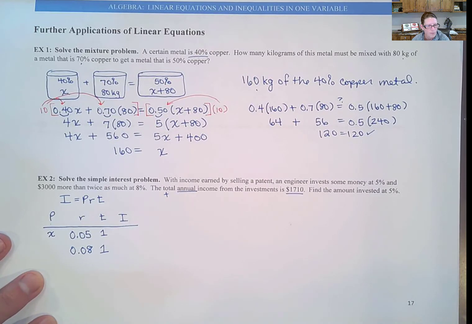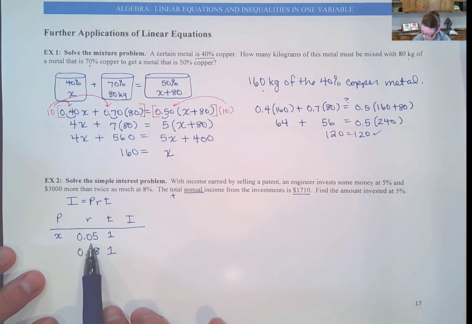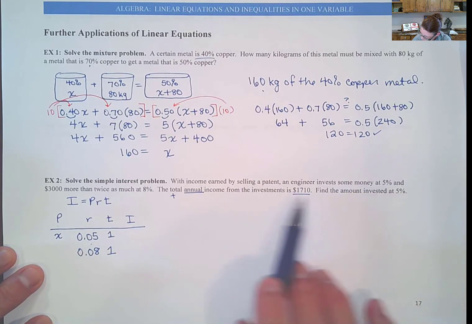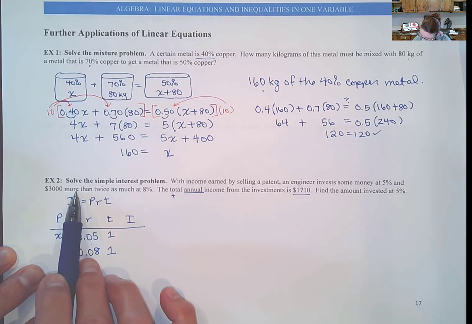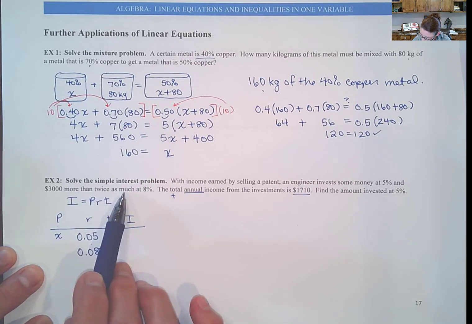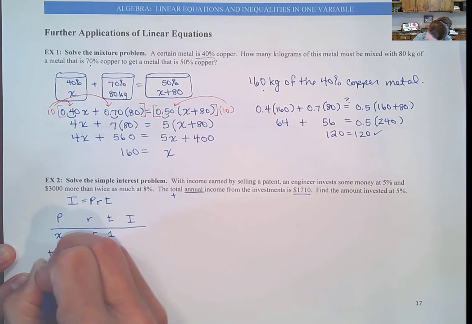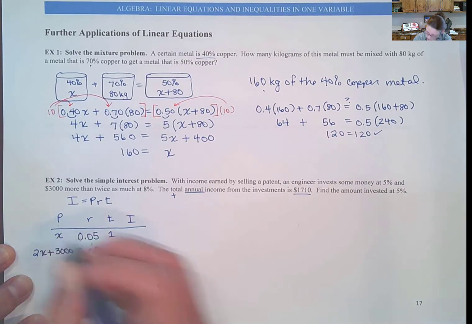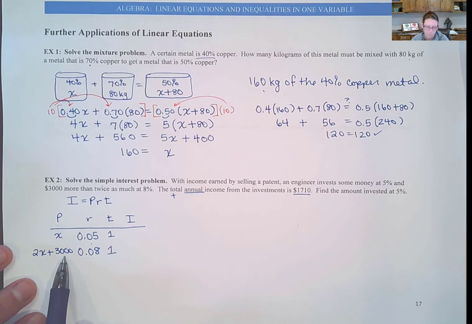Okay, that amount is the principal. So I'm going to put our variable right here in the principal column for that 5% investment. And let's read through here again. We know that 3,000 more than twice as much is invested at 8%. So 3,000 more than twice as much we can express as 2x plus 3,000. And that's really the trickiest part of this problem.